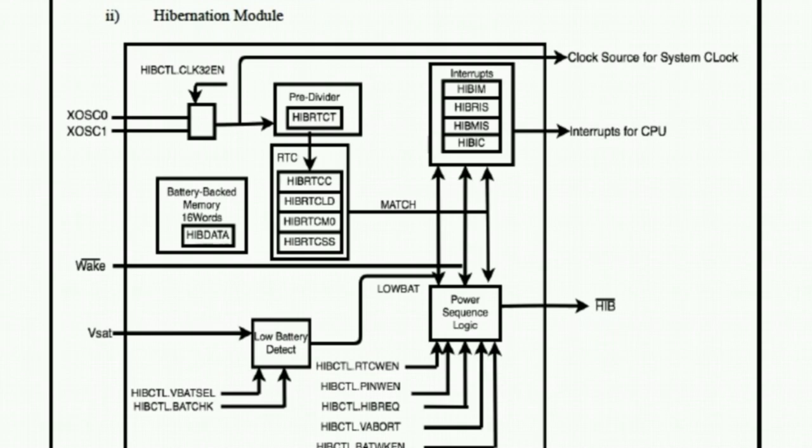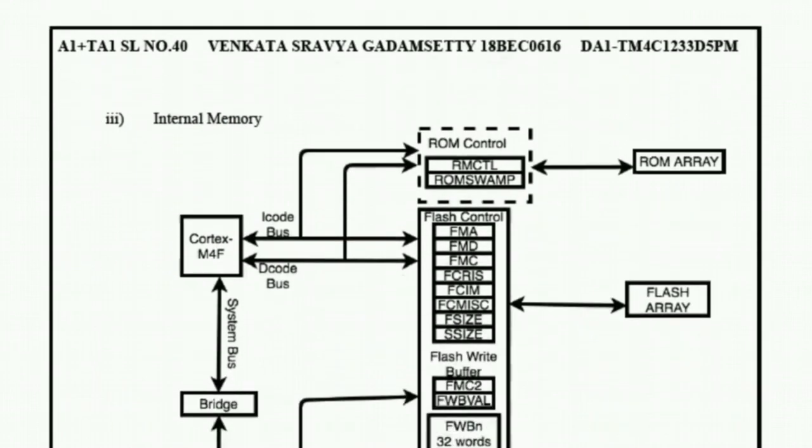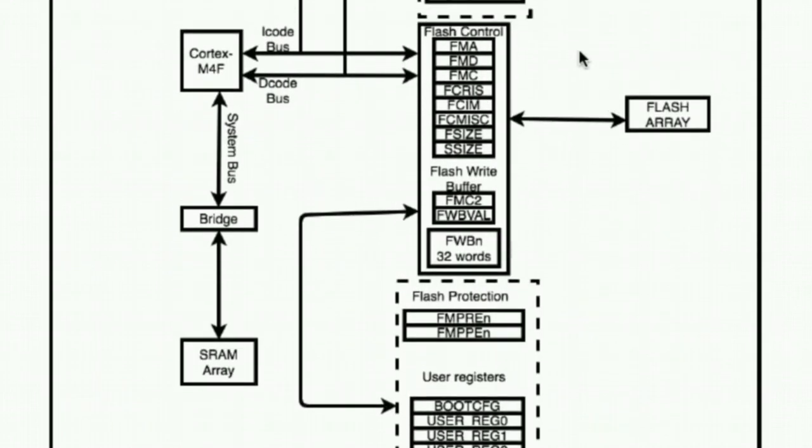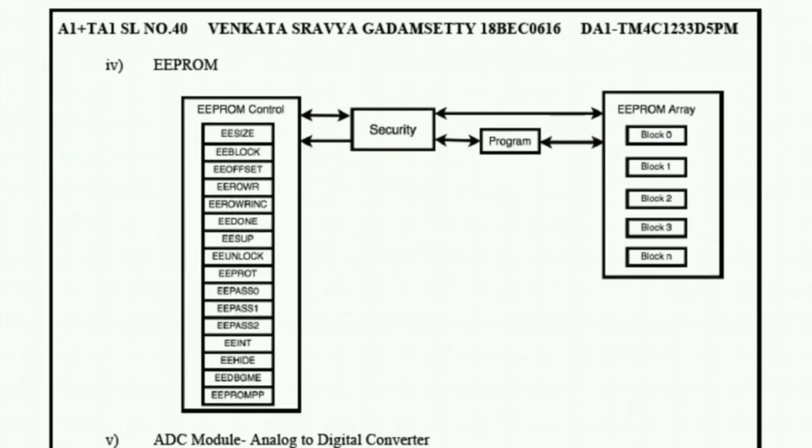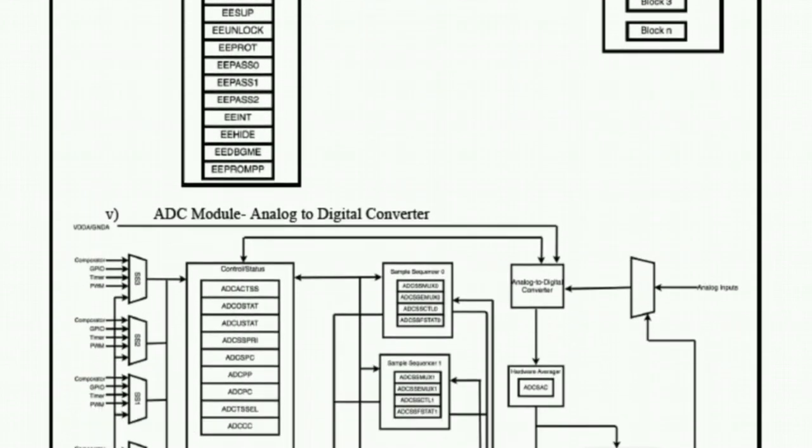This is the hibernation module. This is the internal memory. The internal memory has a ROM control which is connected to a ROM array. The flash control and the flash write buffer are together connected to the flash array. There is a flash protection and these are the user registers. This is the EEPROM of the microcontroller.